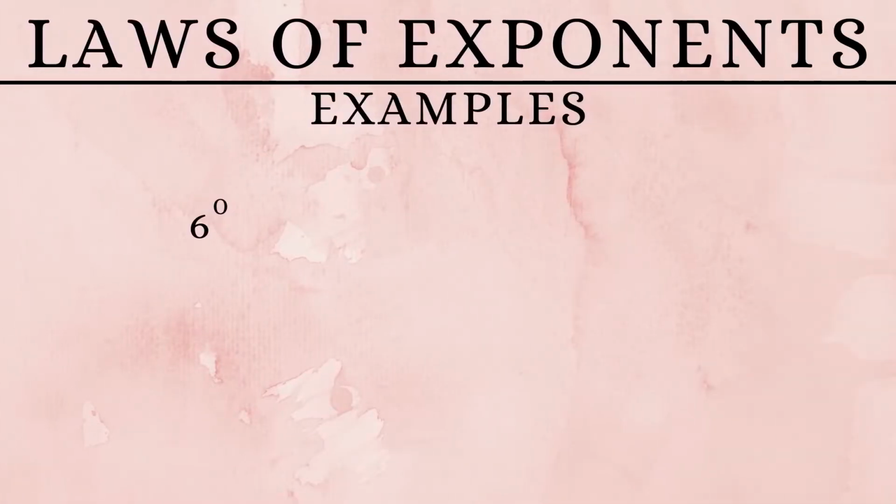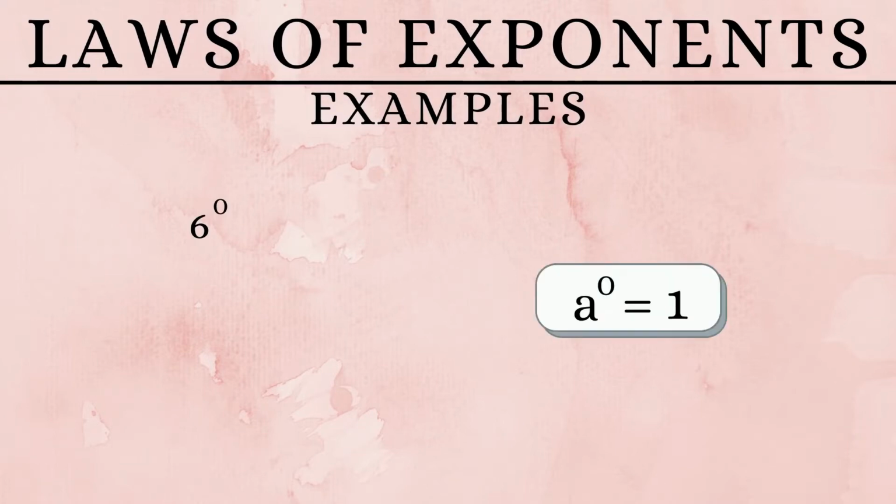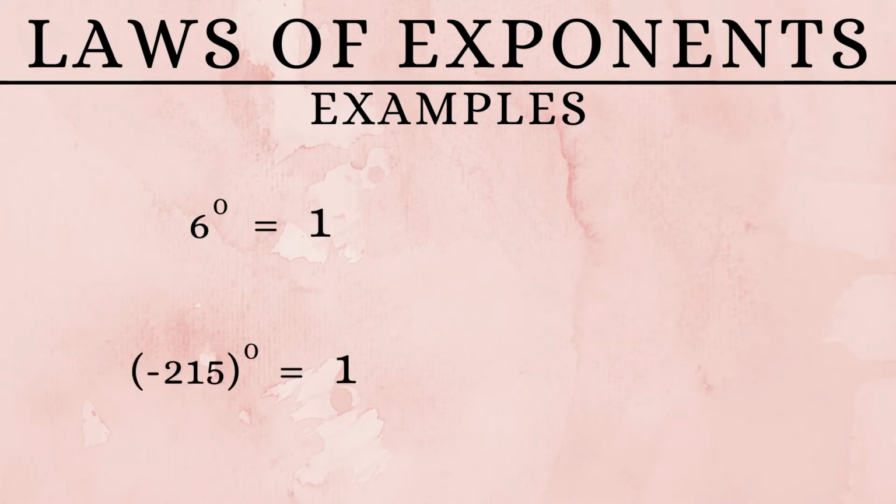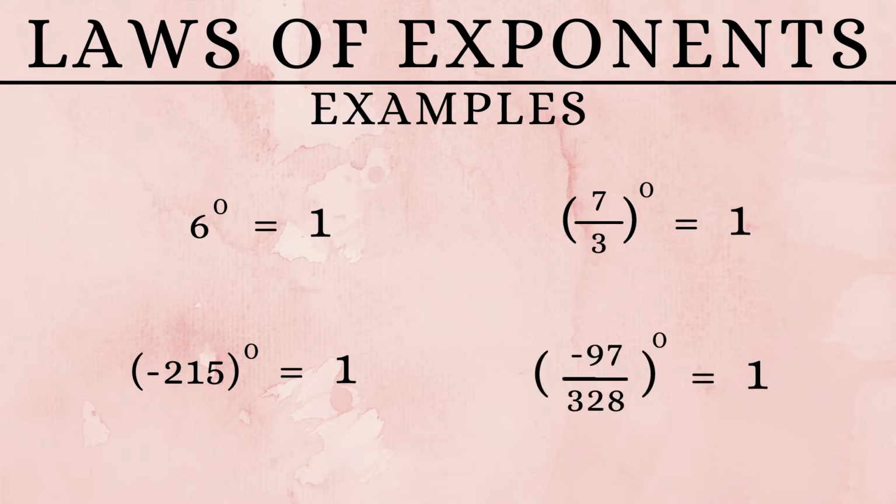Next example, 6 to the power of 0. Let's remember that any expression raised to the power of 0 is always 1. So 6 to the power of 0 is 1. Minus 215 to the power of 0 is also 1. 7 by 3 to the power of 0 is also 1. Minus 97 by 328 whole to the power of 0 is also 1.